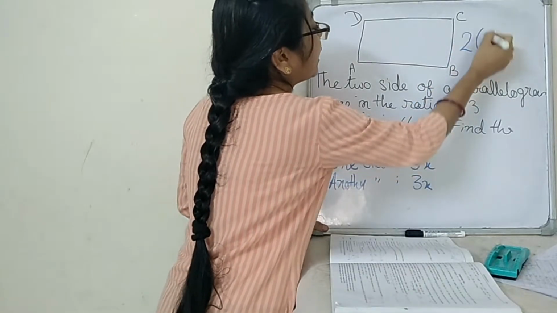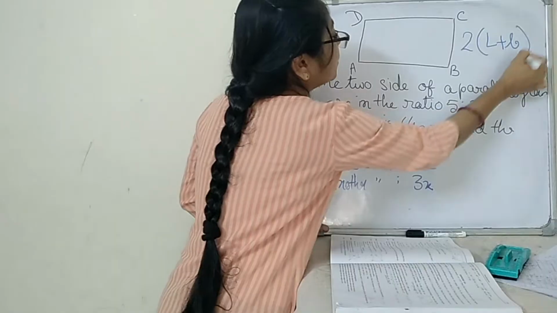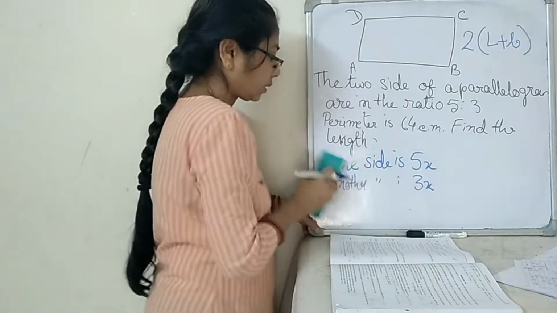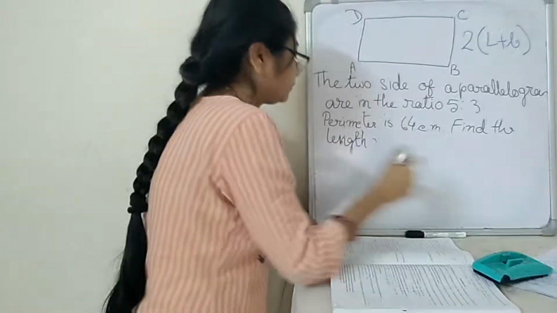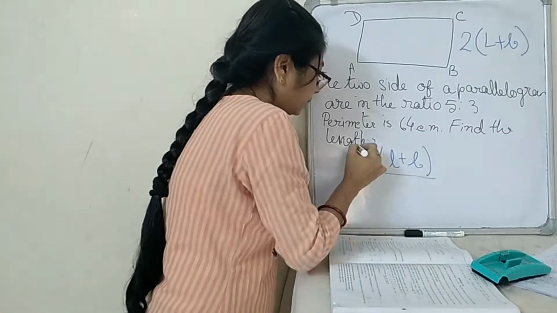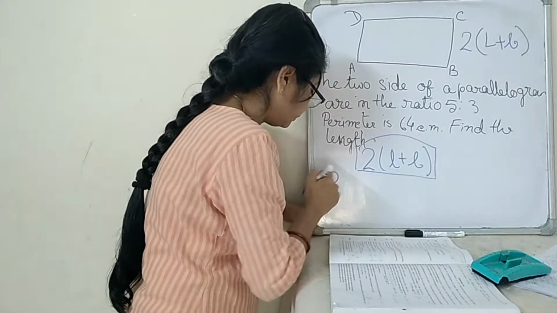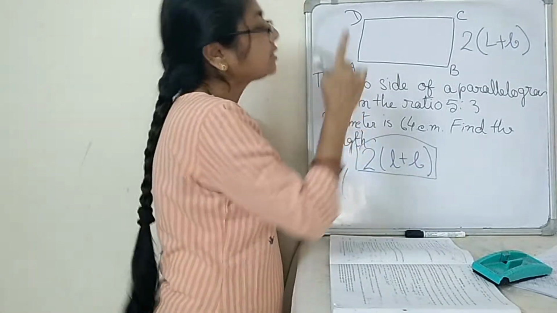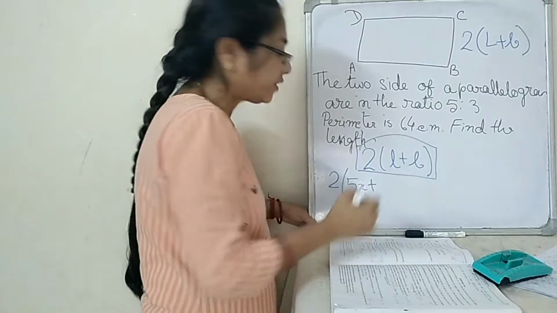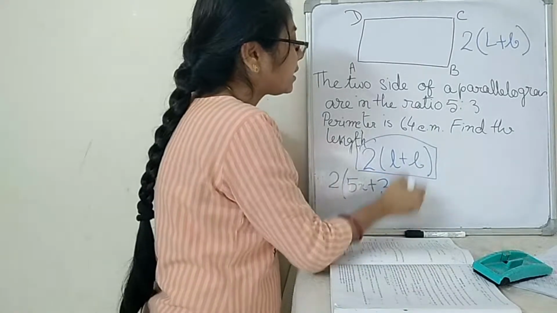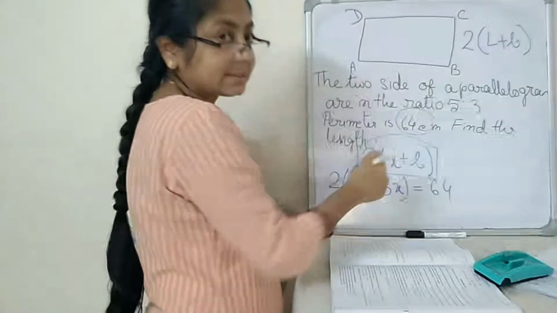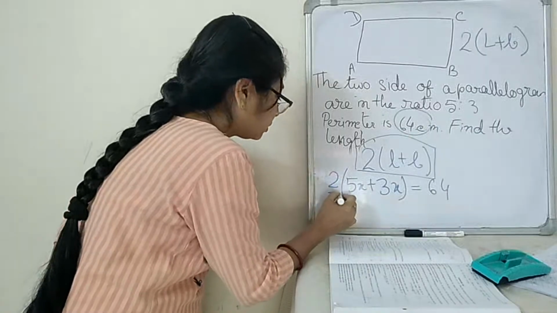L plus B is the formula. Okay, I write the formula. Put the values. 2(L plus B) is the formula. Now put the values. 2, L means 5x, plus B means 3x. What is the perimeter? It is 64. So equal to, you write 64. 5 plus 3, 8. 8x.